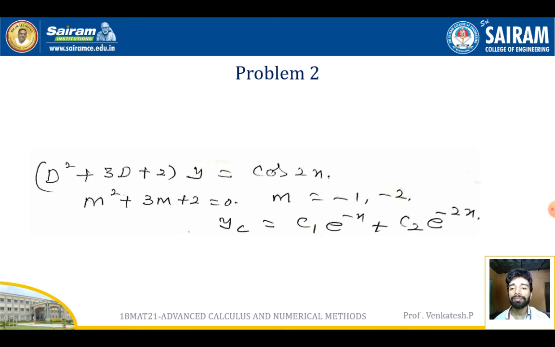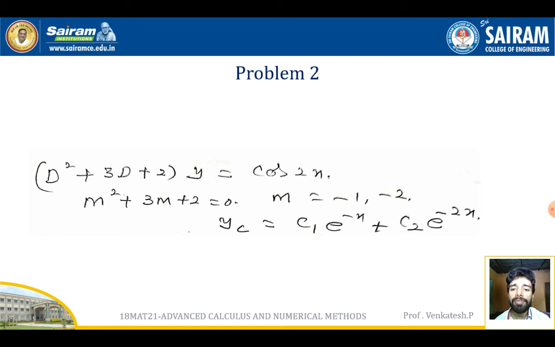Example number 2. The problem is (d square plus 3d plus 2) into y is equal to cos 2x. So same thing here also, the function is having a trigonometric function cos 2x. We have to use the type 2 concept only. So first make the complementary function by making the auxiliary equation. The auxiliary equation is given by replacing d terms by m. So I got the auxiliary equation like m square plus 3m plus 2 is equal to 0.